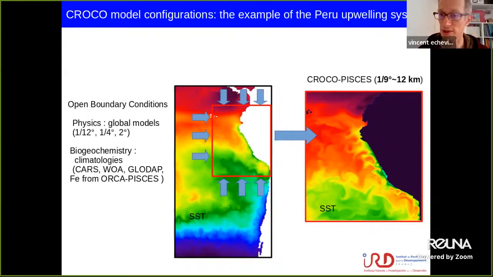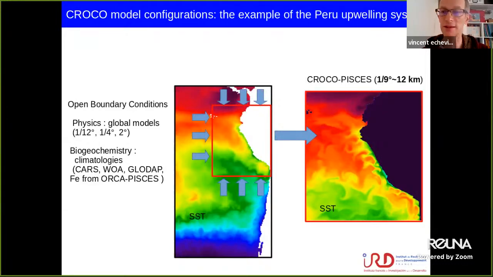that you used yesterday for the practical session. These climatologies are named CARS or World Ocean Atlas, or also GLODAP for some of the biogeochemical fields. And for iron, as I told you, there are no climatologies, so we use data from a global model. Now, this poses some problems when you use climatologies, because generally you don't use climatologies for the physical conditions. So there is some kind of inconsistency between the physics and the biogeochemistry at the boundaries. In some cases, it can be a problem, I guess.